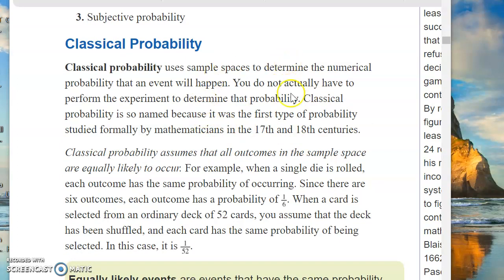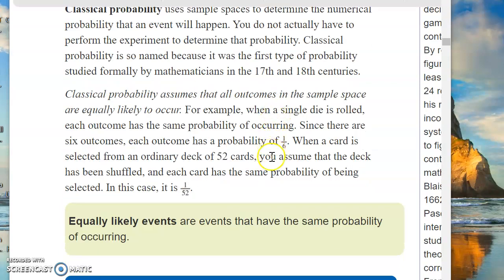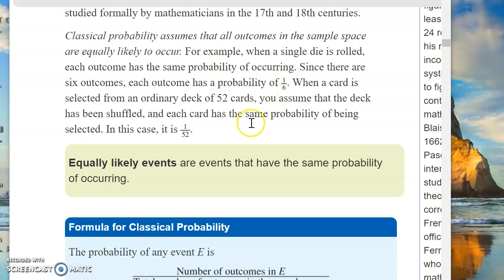Okay. Now, typically you don't actually need to perform the experiment to determine that probability. It's like flipping a coin. It's a head or it's a tail. I don't need to flip a coin to figure that out. I know it's going to be one or the other. Same thing with a deck of cards. If I pull a card out, I know the chances of getting a diamond is 1/4 of the 52. So it's pretty clear, I think, okay?